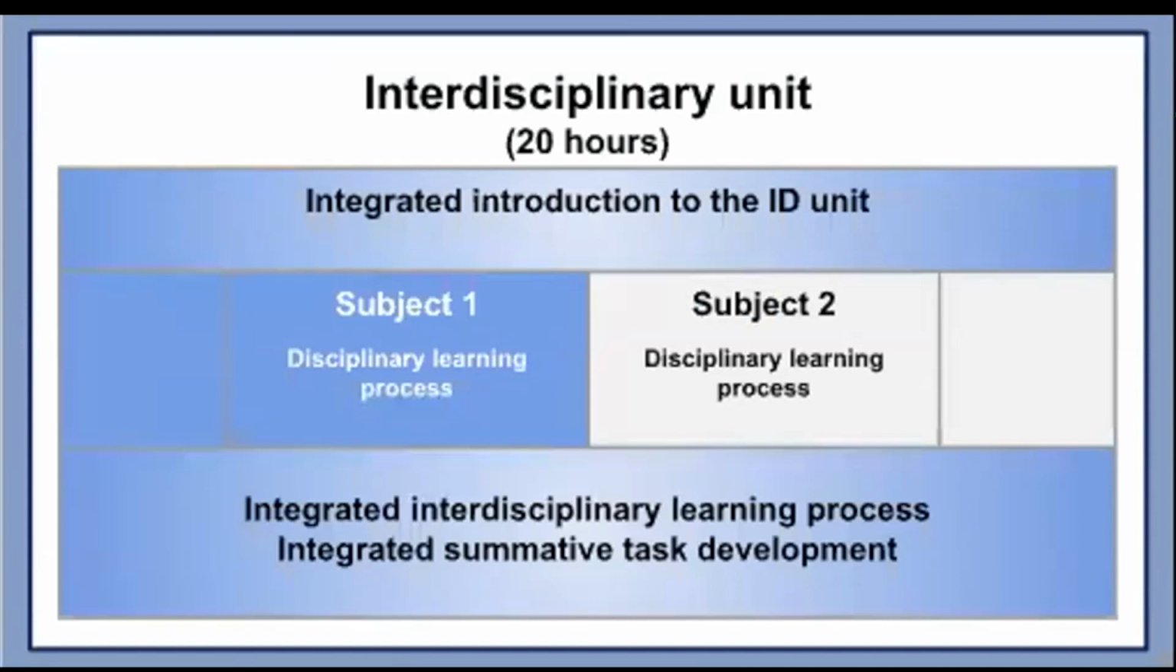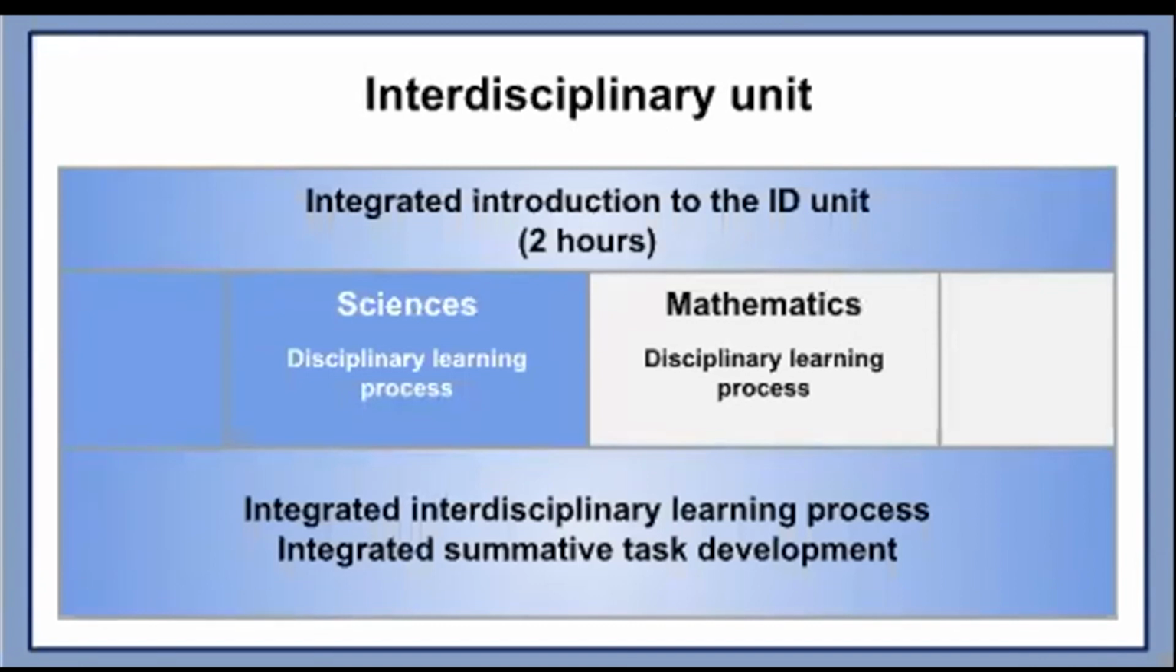So let's say that this is the basic organization of a 20-hour IDU. Remember that 20 hours is just an example. There's no set requirement in hours for an IDU, and actually in my experience, I think that 20 hours might be on the low side. But let's just use this in this example as a nice round number. In this example, let's say that the 2 subjects being integrated are sciences and mathematics.